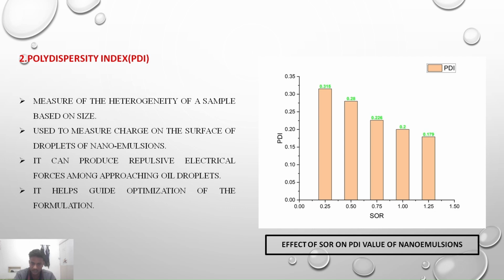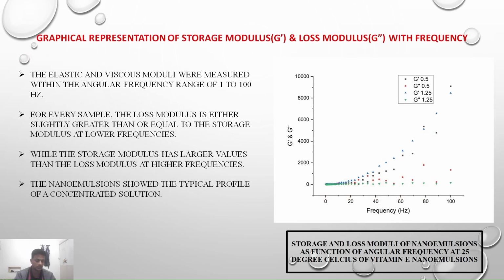So polydispersity index, first of all, should be lower, and it also helps to guide the optimization of the formulations. Then this is a representation of the storage modulus and loss modulus with frequency. As you can see, I have written that the elastic and viscous moduli were measured within the angular frequency range of 1 to 100, so frequency was from 1 to 100.